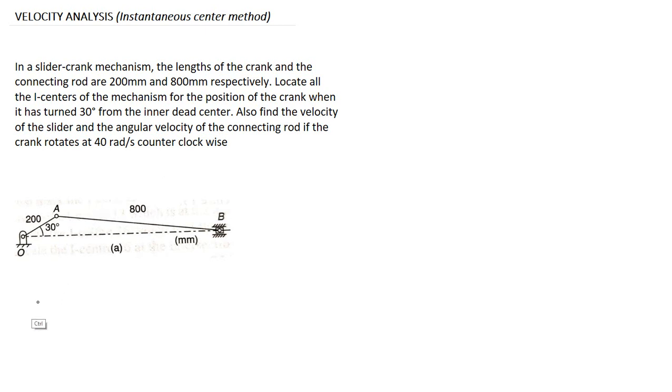So here we have got 4 links. This is your first link, which is the fixed one. This is your second link. This is your third link. That means the connecting rod is your third link, and the fourth one is the slider.